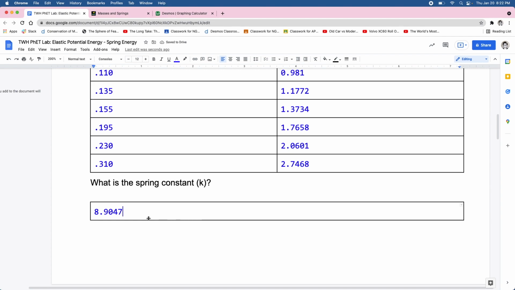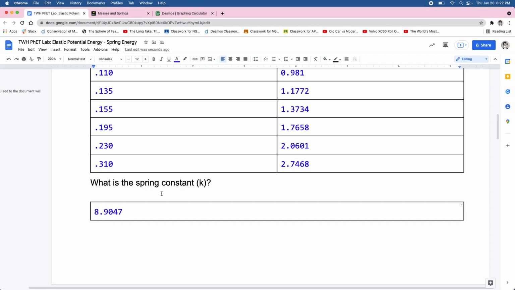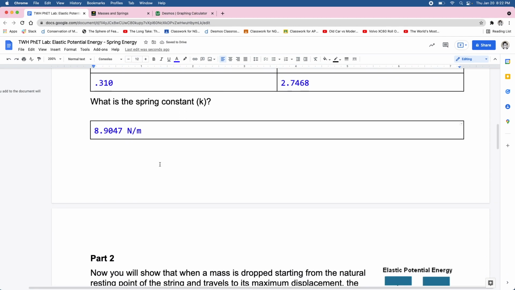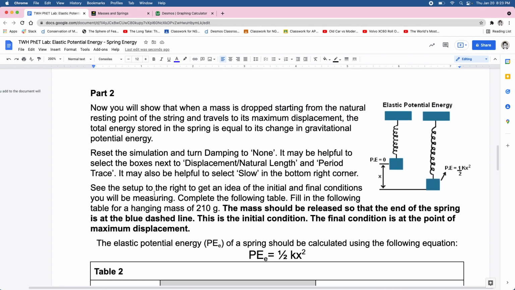The units here are going to be the units of the slope, which are the change in y, in newtons, over the change in x-axis units, which are meters. So newtons over meters. That's the spring constant that I'm going to use when I start to fill in this part 2 table.